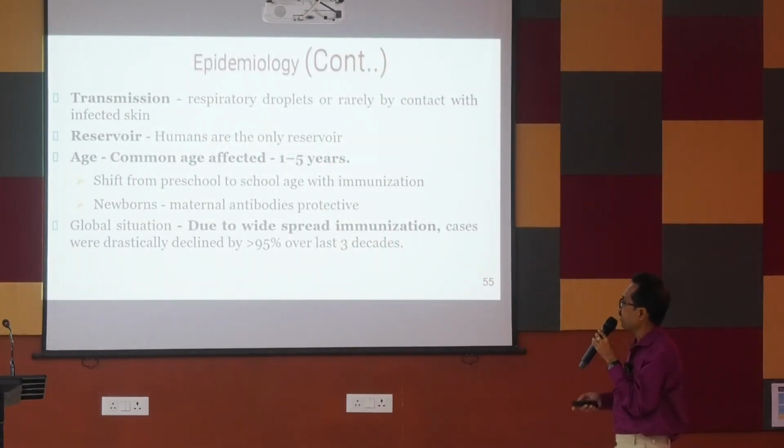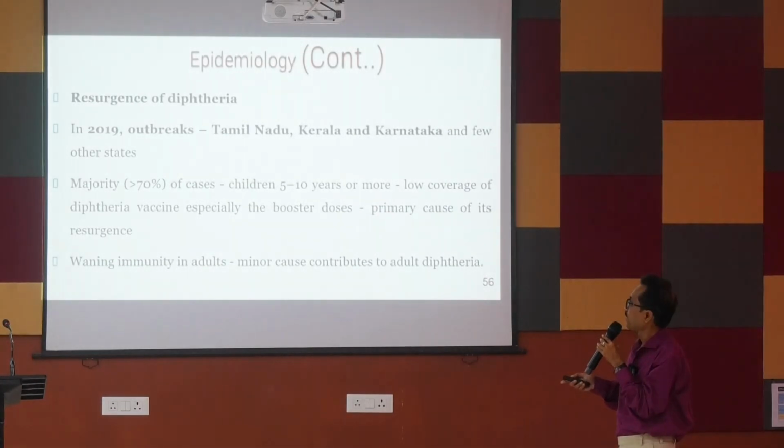Now transmission, how does it transmit? By respiratory droplets, and rarely by contact with infected skin. The commonly affected age is 1 to 5 years. Global situation: due to widespread immunization, cases declined drastically by 95% over the last 3 decades. Resurgence of diphtheria: in 2019, there was an outbreak in Tamil Nadu, Kerala and Karnataka. The majority of these cases were 5 to 10 years old, in areas with low coverage of diphtheria vaccine.